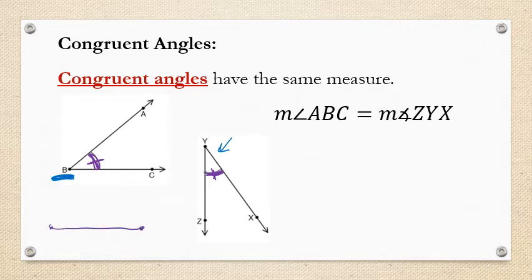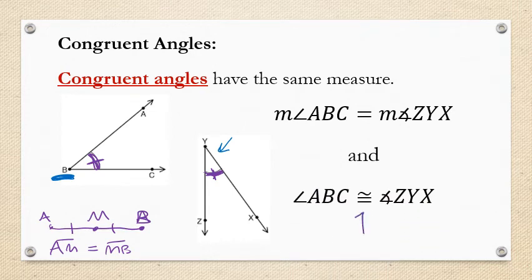It's kind of like when we have line segments. If M is the midpoint of this line and I put a hash on each of these lines, I can say that the length of AM equals the length of MB. I could also come in and say these are congruent. So just remember the equal sign with a little squiggly on top means congruent.